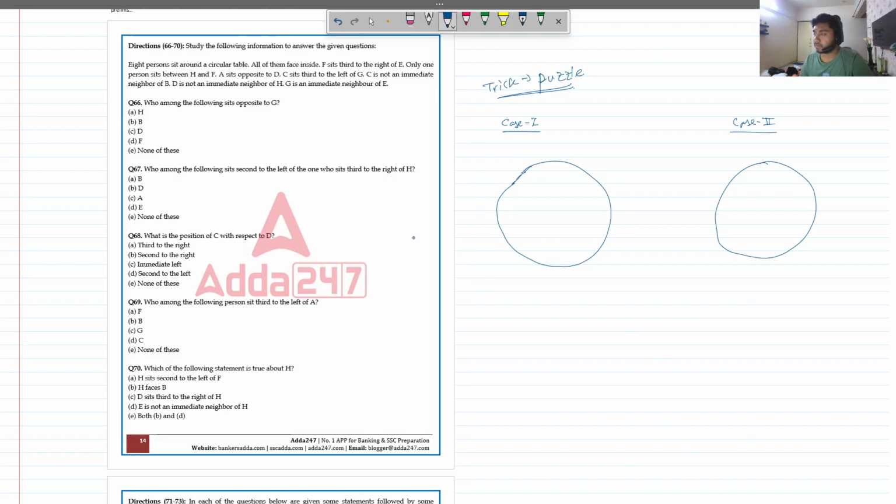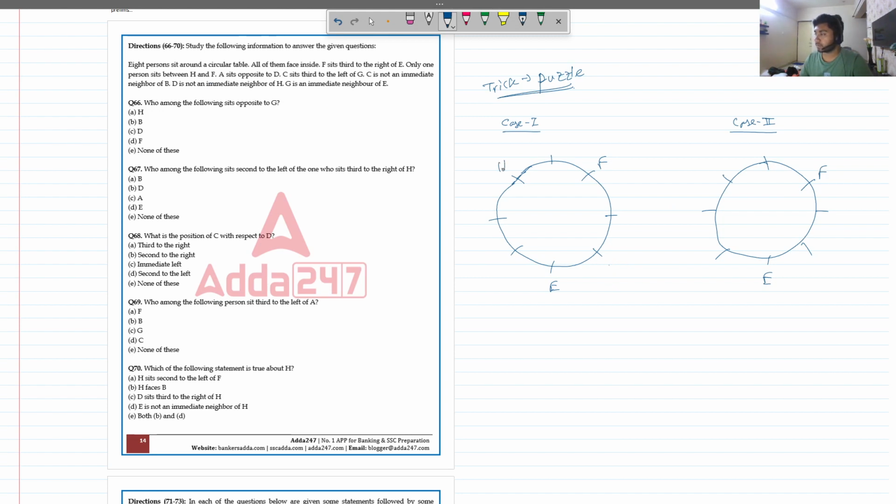8 persons sit around a circular table, all of them face inside. So I'll draw 8 places. 1, 2, 3, 4, 5, 6, 7, 8. Same for here. 1, 2, 3, 4, 5, 6, 7, 8. F sits third to the right of E. Okay, if E sits over here, F sits third to the right. So first, second, third. F sits third to the right of E. Okay, only one person sits between H and F. So H can either be over this position, or H can be over this position, right?